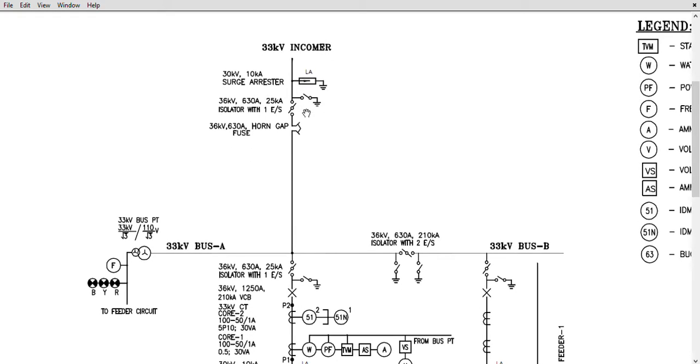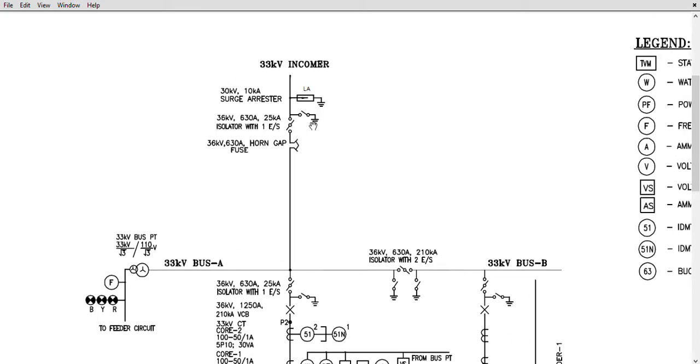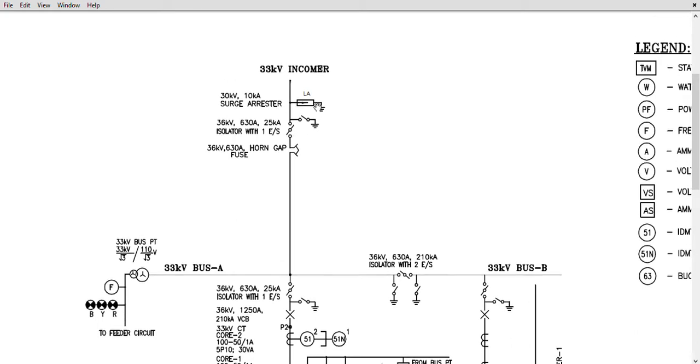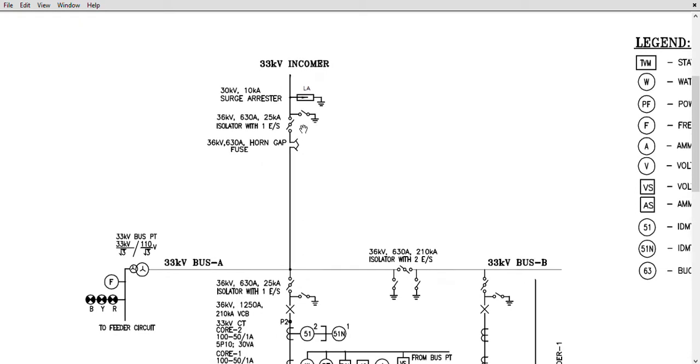And the next equipment which we place is the isolator. Here we have an isolator with one earth switch. That switch has been placed towards the line side. So an isolator is nothing but like a switch in our home, just to make or break the circuit. But one limitation in a 33 by 11 kV substation is that these isolators can be operated only off load. They cannot be operated on load.